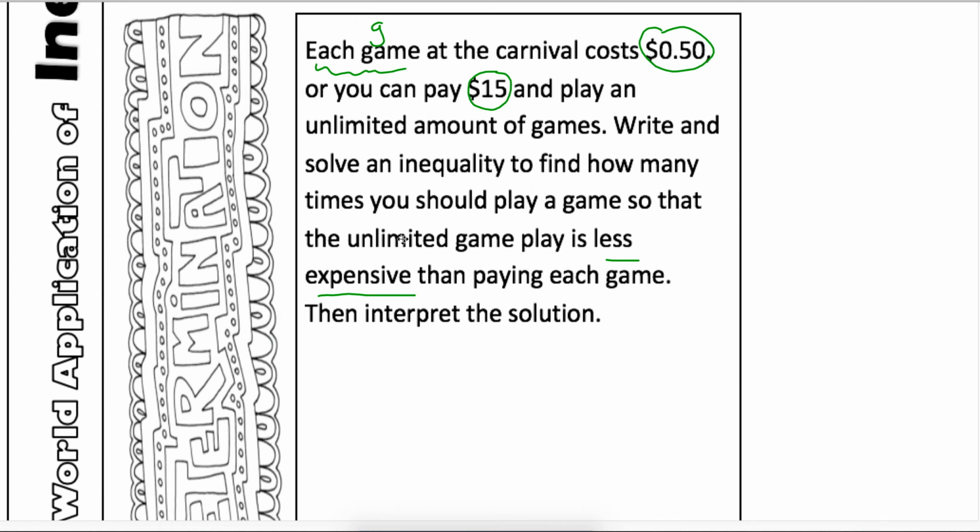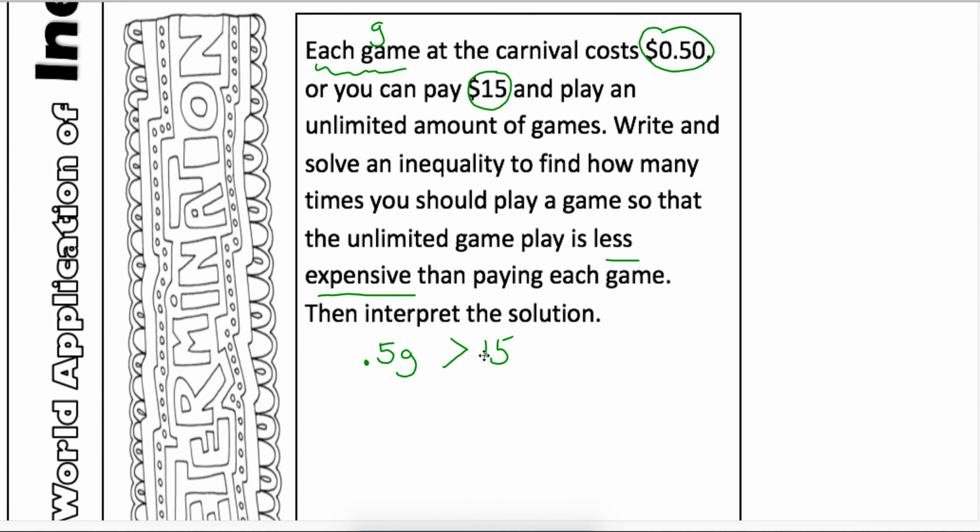Well, we know that each game costs 50 cents, so 0.5 times the amount of games. So if I play 2 games, it's 50 cents times 2, which is $1. But we want to find out, when will that number be greater than 15? Because once this number becomes greater than 15, then we should just purchase the $15 unlimited amount. So we want to know, when is that limit? So we need to solve that. Let's get the G by itself. We're going to divide both sides by 0.5, or a half.